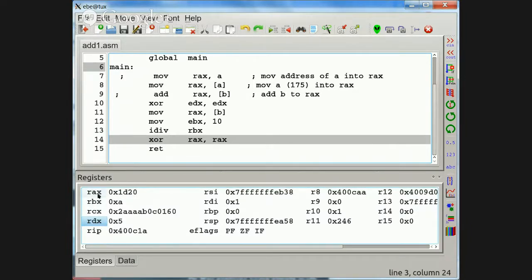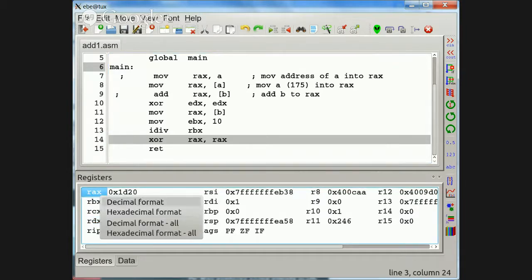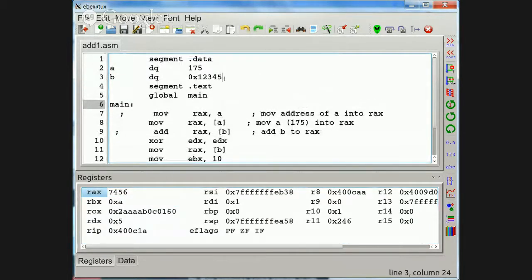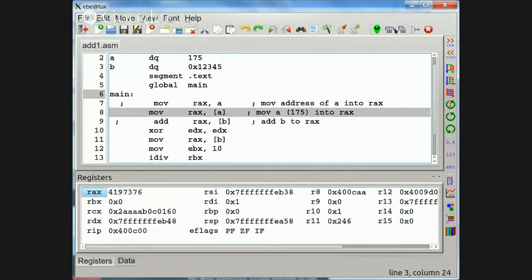Let's try changing this one to decimal format. 7456. We get a quotient and a remainder, right? Oh, that was a hexadecimal value. Let's run it again so we can see what the number was in decimal. Dividing by 10 is much happier in decimal.